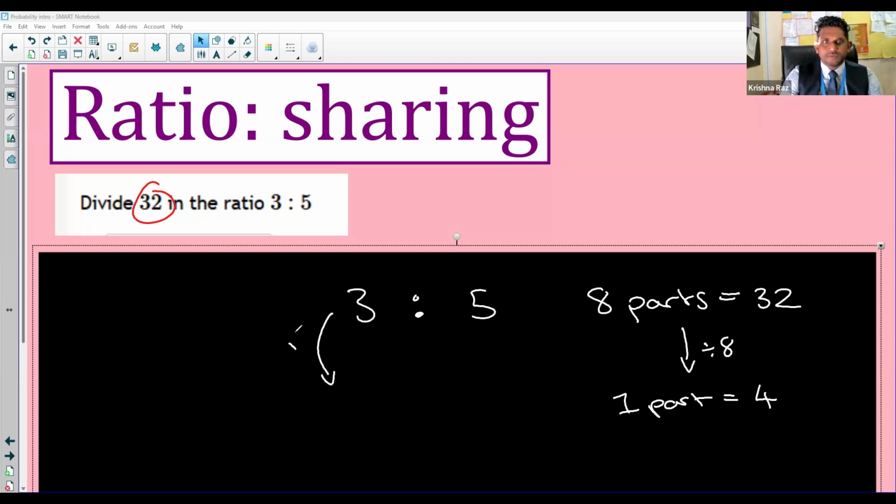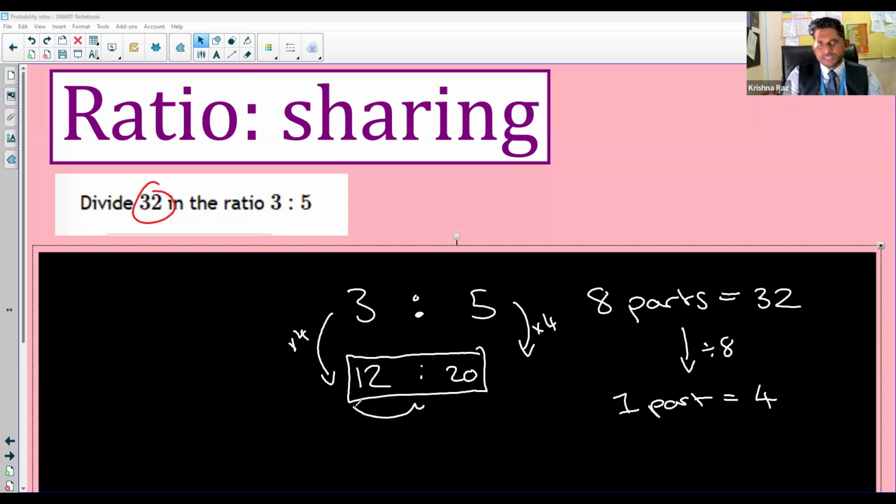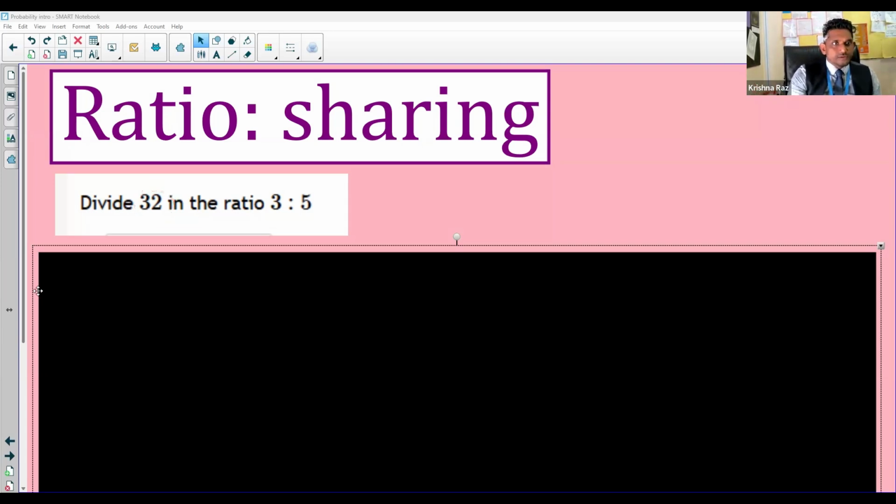So if one part equals 4, 3 parts must be 3 times 4, and 5 parts must be 5 times 4. We can see we're correct because these two add up to 32, which is the amount we're sharing. So perfect.